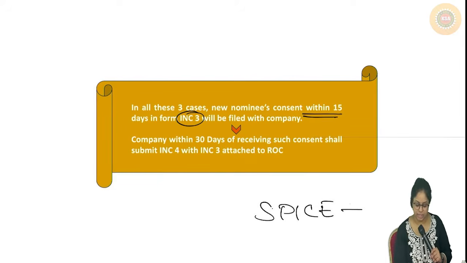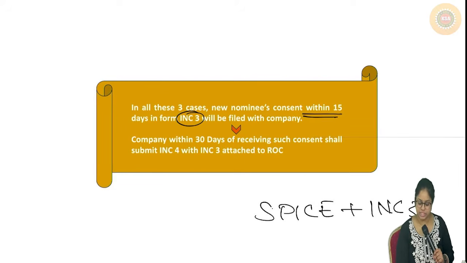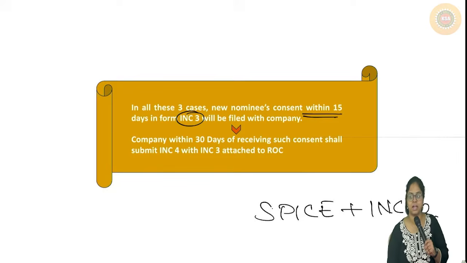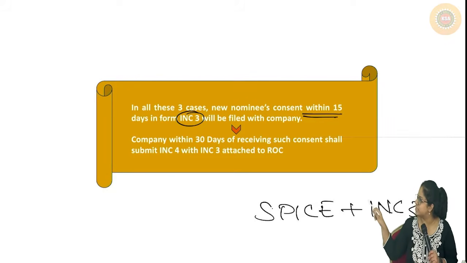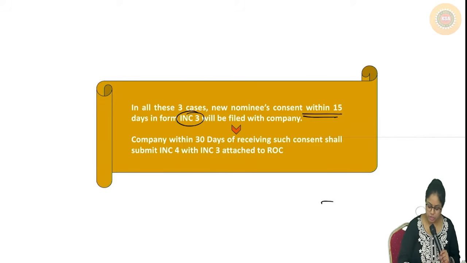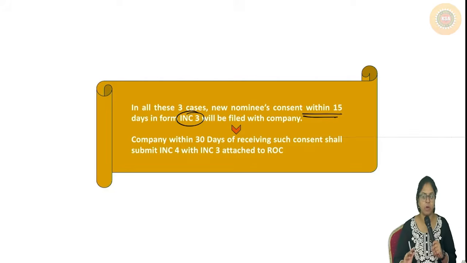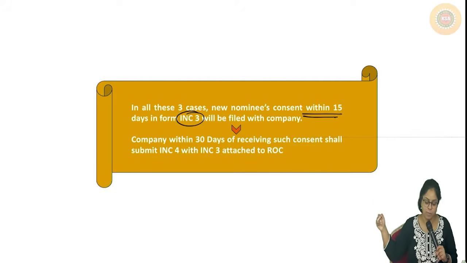SPICE plus INC32 is the form. That is what we submit in case we want to incorporate a company. SPICE is nothing but Simplified Proforma for Incorporating Company Electronically. Okay, that's what it stands for. So we'll be reading about that procedural part, but in foundation level, you don't have to remember all the form numbers that are there. Now, what are these forms?